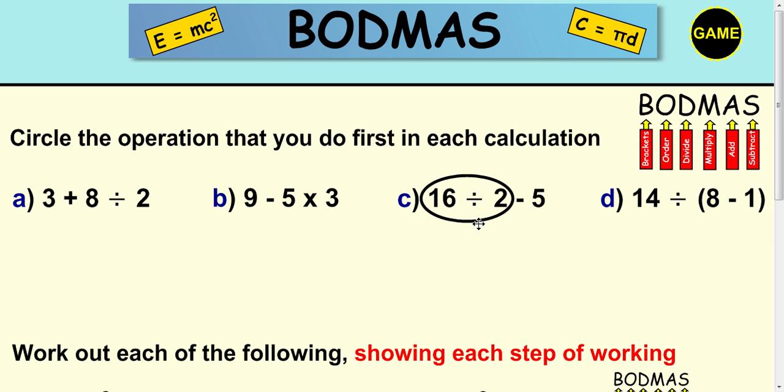And in the last one here, you would do the brackets first because B comes at the start of BODMAS. So that would make 7, and then you would do 14 divided by 7. That would get 2.